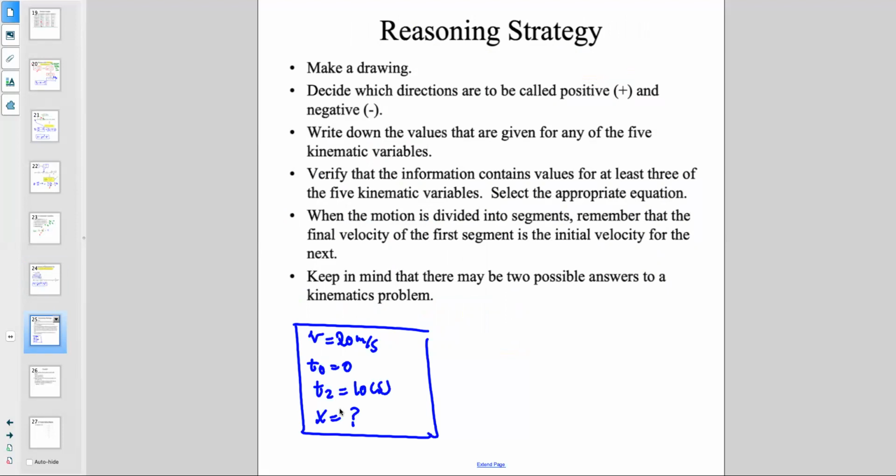So it is also important to know that when a motion is divided into segments, remember that the final velocity of the first segment is the initial velocity of the next or the second segment. And also remember that there might be two possible answers to a kinematic problem.